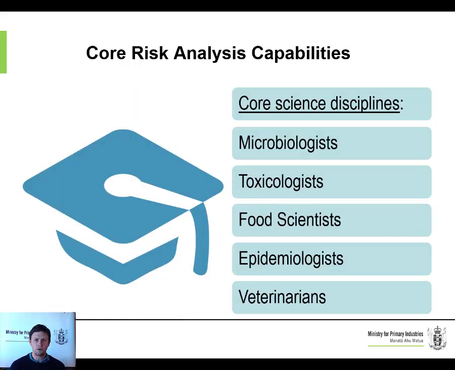Just some examples of our core risk analysis capabilities within MPI in particular. In our food safety directorate, we have microbiologists, toxicologists, food scientists, and epidemiologists and veterinarians that spend a significant amount of their time doing research and developing strategies around managing our risk, for the likes of developing codes of practice, developing policy legislation. We also see the same in the Animal Health Directorate, where we have a significant number of epidemiologists and veterinarians who are developing pathways for the importation of commodities within New Zealand, and understanding those pathways for developing risk assessment strategies and developing those activities within the risk analysis program.